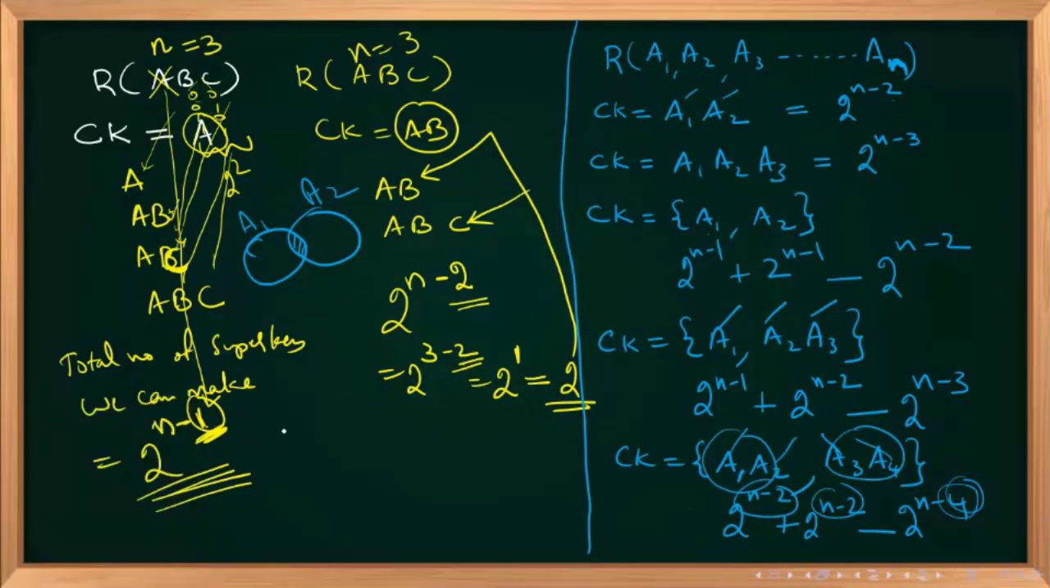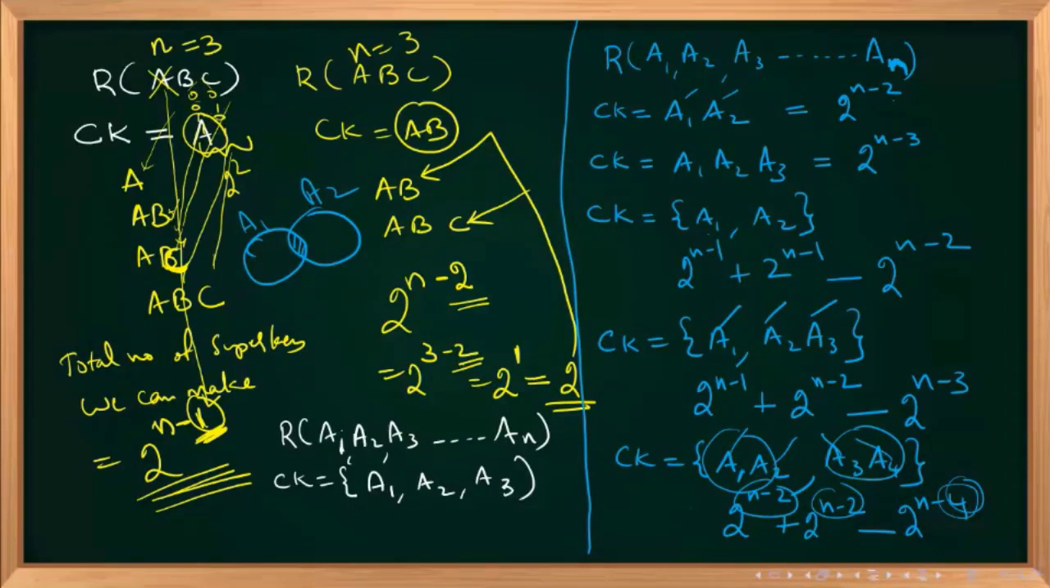This is the question. Same question. Relation A1, A2, A3 up to An. Okay, candidate keys are A1, A2, A3. Now remember, till now I was telling single candidate key, then 2 candidate keys. Now I am giving 3 candidate keys. Till now they have not asked. 3 candidate keys I have given you. Based on your set theory, you have to find the answer.